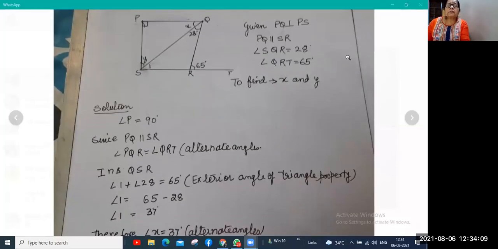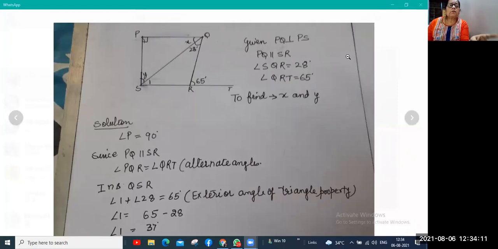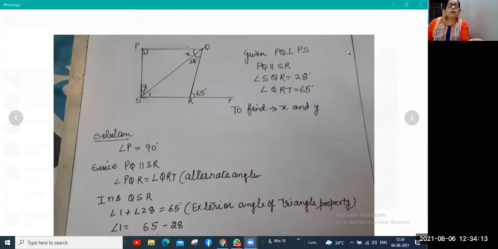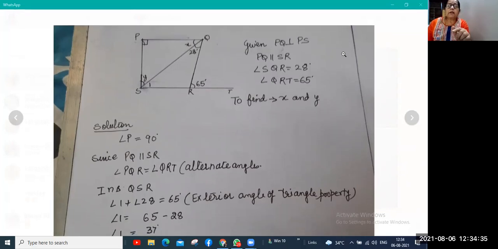This is exercise 6.3, question number 5. Here it is given that PQ is perpendicular to PS and PQ is parallel to SR. Angle SQR is given as 28 degrees and angle QRT is equal to 65 degrees. You have to find angle X and angle Y.